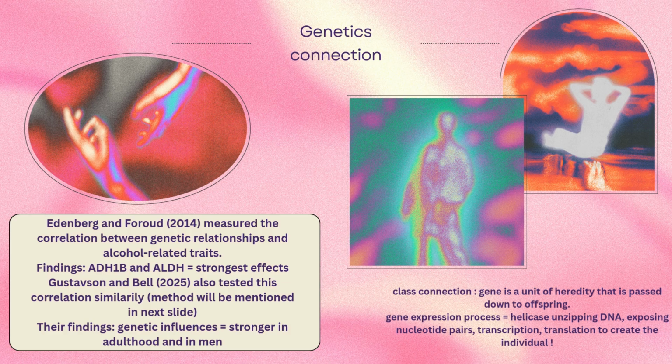Connecting back to class, a gene is a unit of heredity that is passed to offspring, and gene expression requires the order of the helicase unzipping of DNA that exposes nucleotide pairs, transcription, translation, and then the protein production that creates the person. Gustafson and Bell analyzed this connection as well. They found that genetic influences are stronger earlier in adulthood and in men, but diminished with age and with greater educational success.